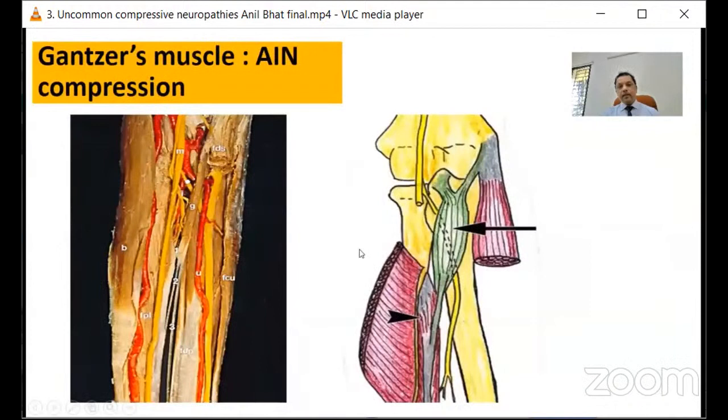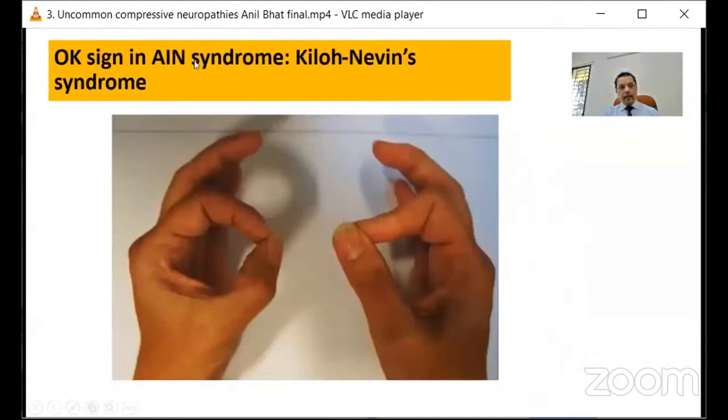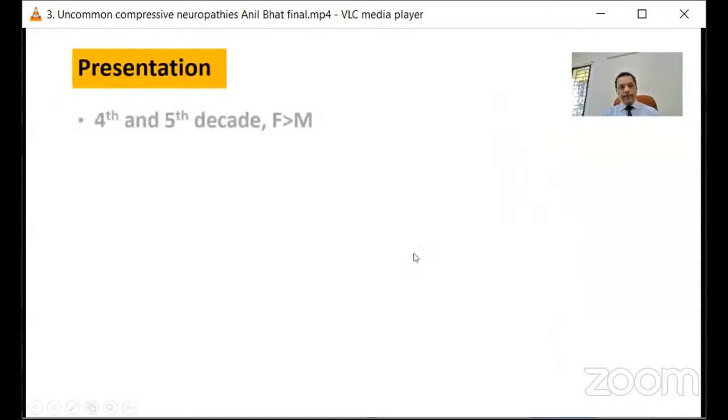Gantzer's muscle is an anomalous muscle, an additional FPL muscle coming here, and classically causes AIN compression and can cause a pronator kind of syndrome. And in AIN syndrome, the FPL and the FDP of the index are paralyzed. So the patient can't do this classic OK sign here. That's called Kiloh-Nevin syndrome.